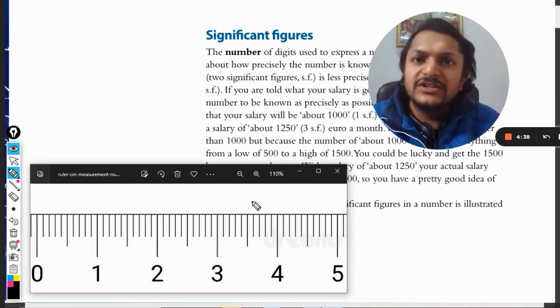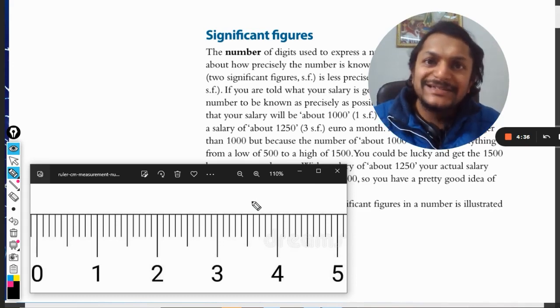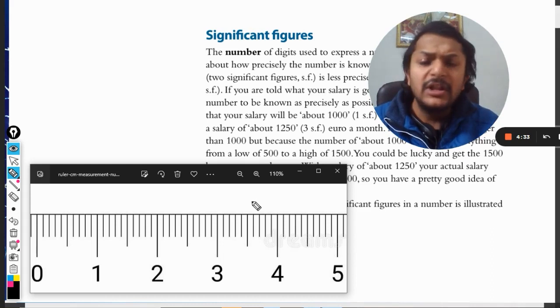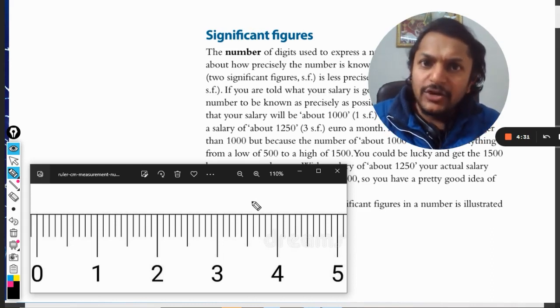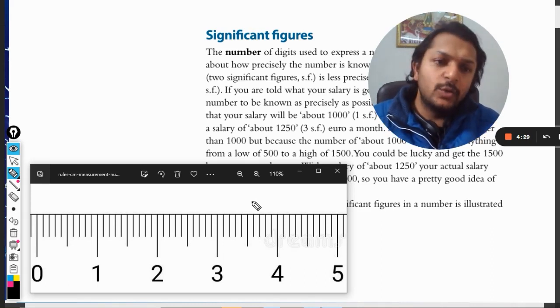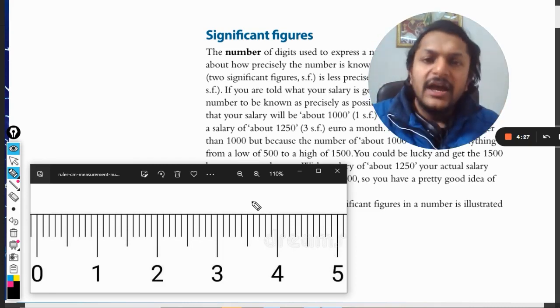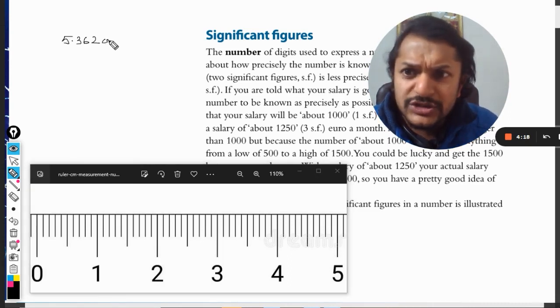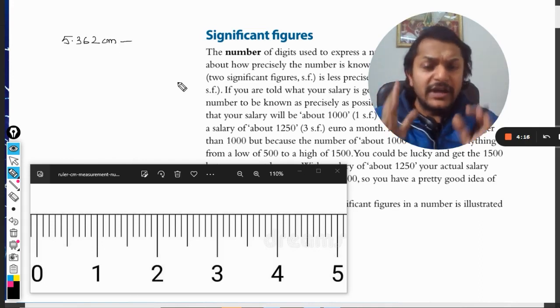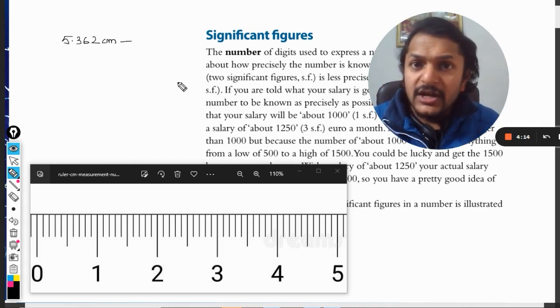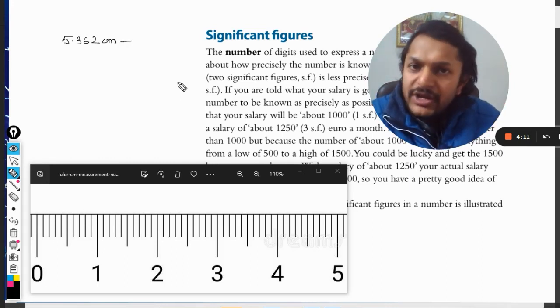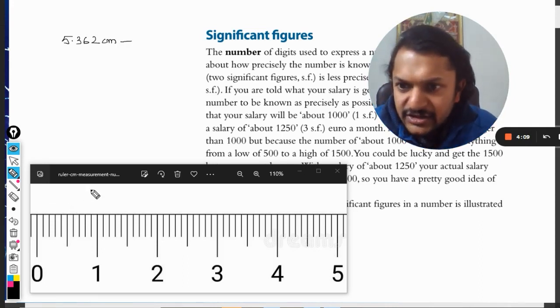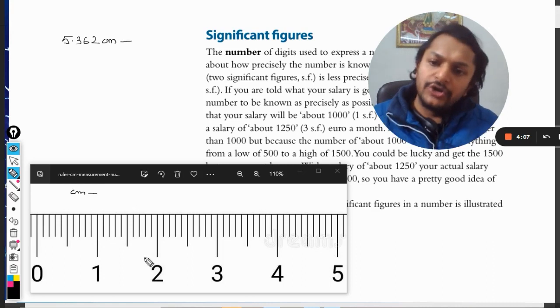Significant figures come into the picture when we make some measurement of something. For example, you want to measure the length of your cell phone. If I ask you how you would report it, you would say something like 5.362 centimeter. That will depend upon the scale you're using, that is, up to what decimal you can measure. For example, this is a centimeter scale on your screen.